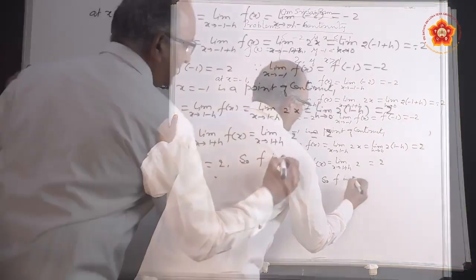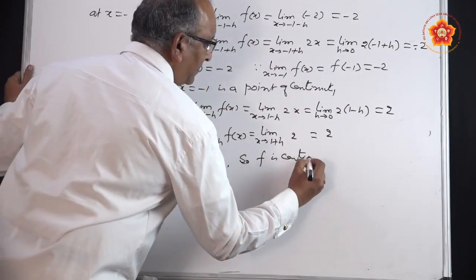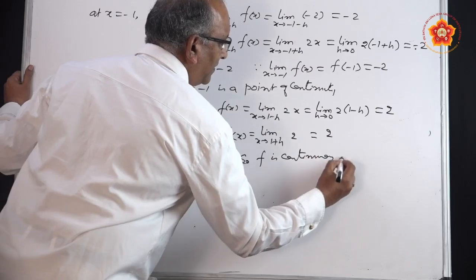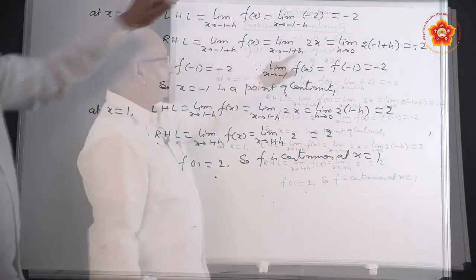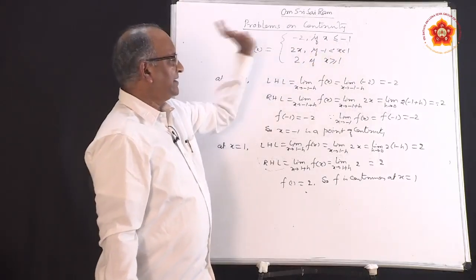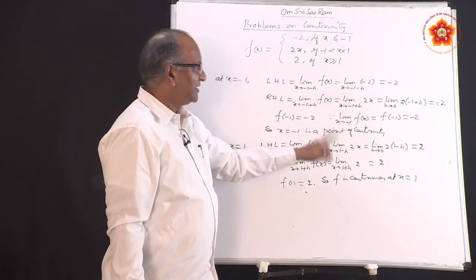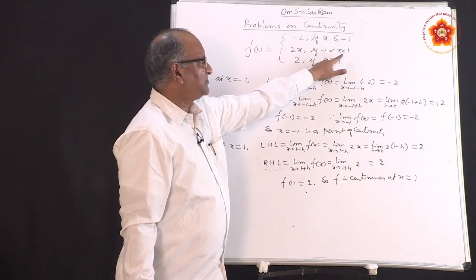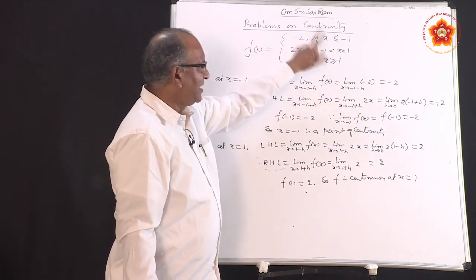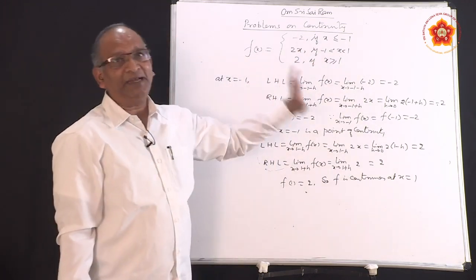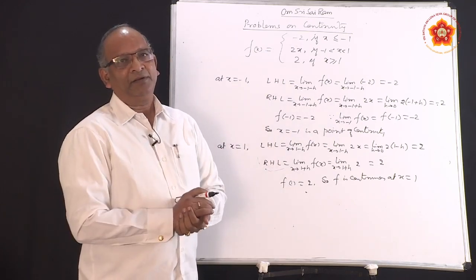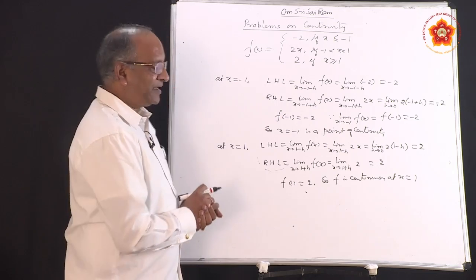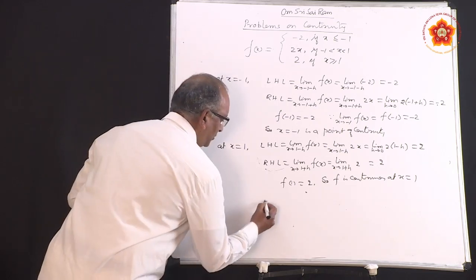So, f is continuous at x equal to 1. In the given intervals, less than -1 it is continuous, at -1 it is continuous, between -1 and 1 it is continuous, at 1 also it is continuous, and beyond 1 it is continuous. So, there is no point of discontinuity of this given function. That is the conclusion.